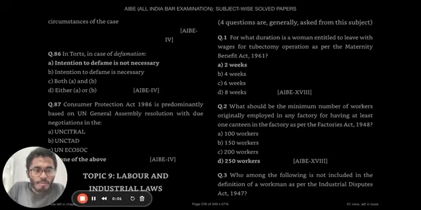Industrial law for your All India Bar examination. This is a quick, rapid revision. Within 10 minutes, we'll complete at least 10 to 15 questions, which is very important for your All India Bar examination. It's very easy for you to get at least 4 marks just by learning labor law. So why lose it?